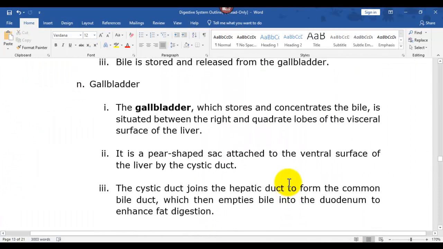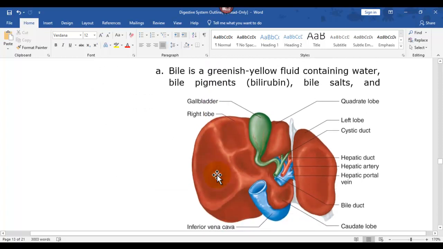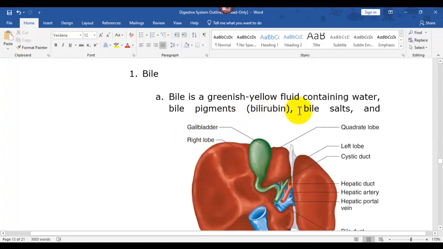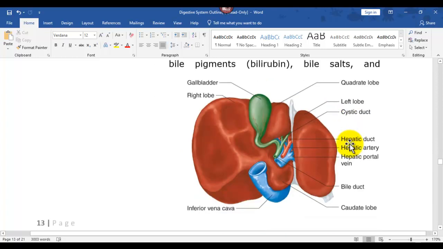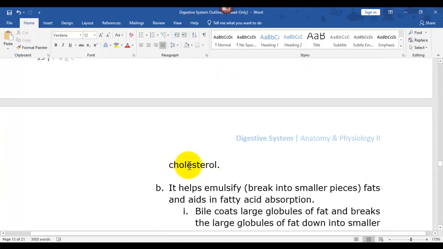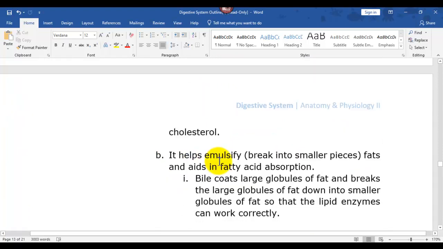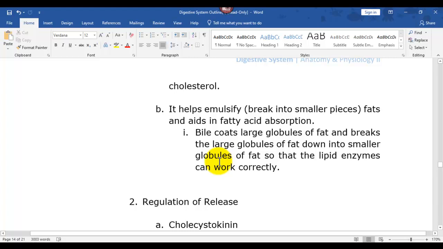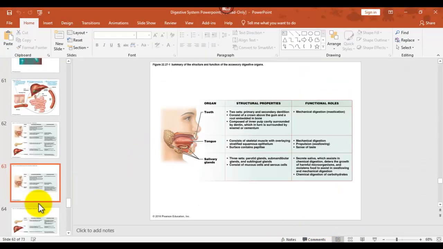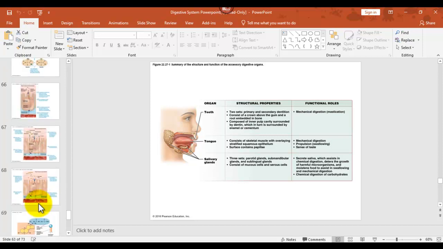So how does bile work? So I showed you where the gallbladder is. It is pear-shaped. Like I said, the duct, which is a hollow tube coming off, is called the cystic duct. So bile is a greenish yellow pigment. It's got bile pigments, bilirubin, bile salts, and cholesterol. Dramatic pause. So what does it do? It emulsifies fats. What does that mean? It coats these large globules of fat and breaks them into smaller globules so that the body can then break them down.